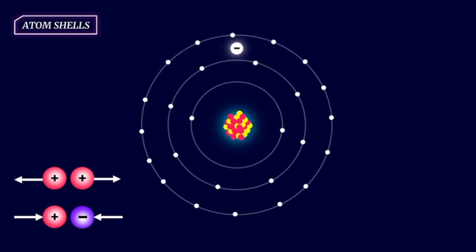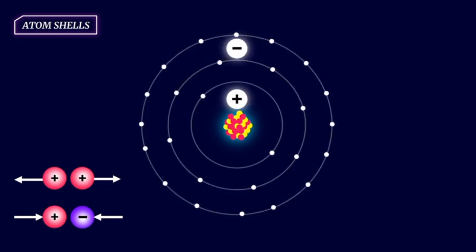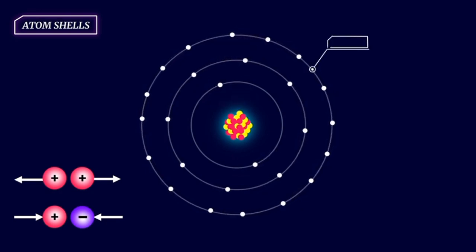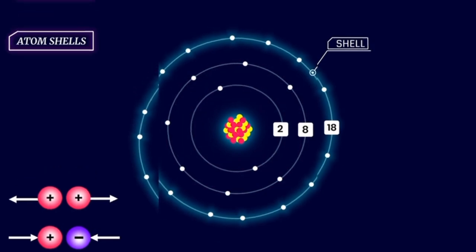The electrons in the shells are held by the nuclear force from the nucleus. In the shells, the first shell can possess 2 electrons, the second shell can possess 8 electrons, while the third shell can possess 18 electrons, and so on.